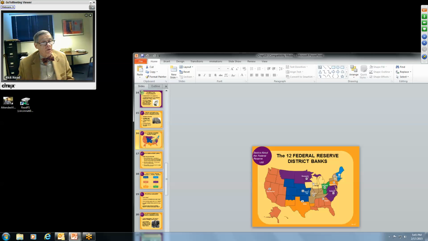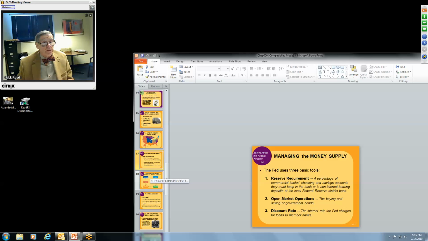Now, the Federal Reserve is the government arm that controls the money supply. And there are 3 ways that it does that. It uses the reserve requirement, open market operations, and then the discount rate. The reserve requirement is what the Federal Reserve tells member institutions, not the 12 regional Federal Reserve banks, the member institutions, the bank that you bank with.